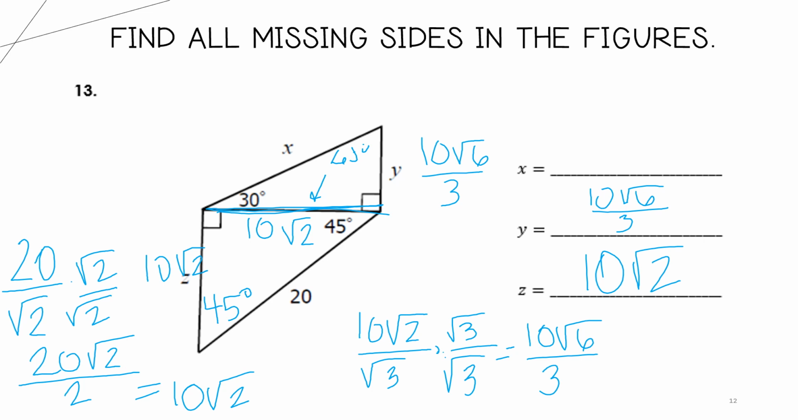And then to find x, we just need to double that. So we just multiply the numerator by 2. Only the coefficient gets multiplied. Make sure you don't multiply the radicand. So it's 20 root 6 over 3.